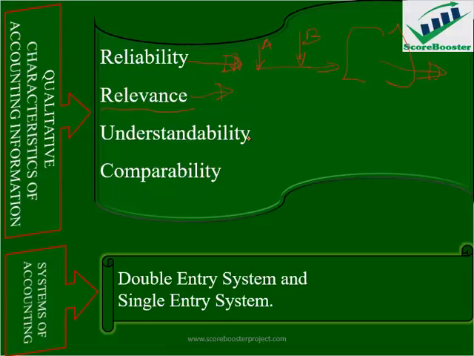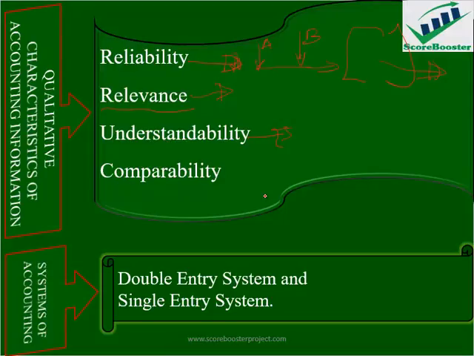Then the next point is understandability. That is, it should not be ambiguous. The accounting information should be very clear, so that everybody who lays his or her hand on that information should be able to read and understand it without much stress. You don't need to look for an expert to know that this company has made profit this year, or that the company is not doing fine over the last three to four years. It should be very clear.